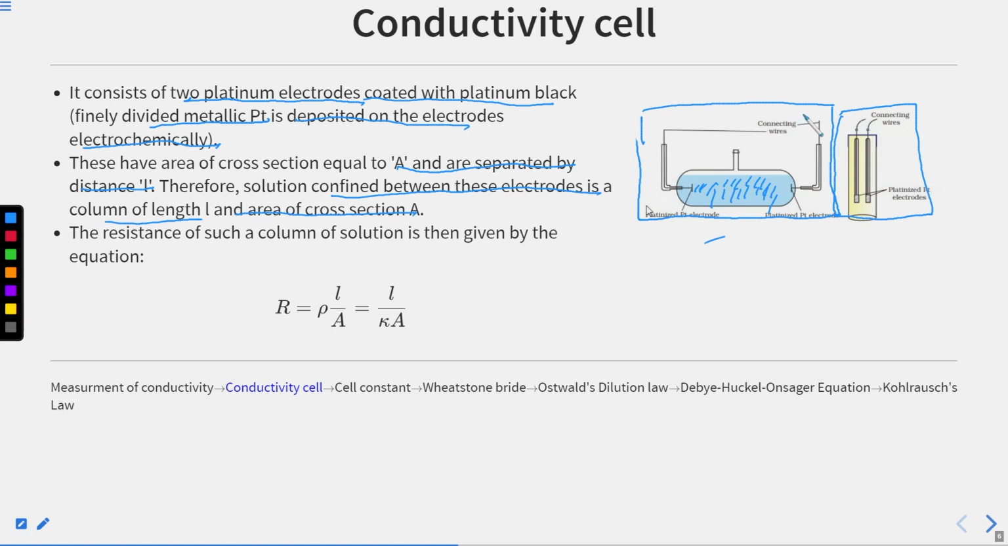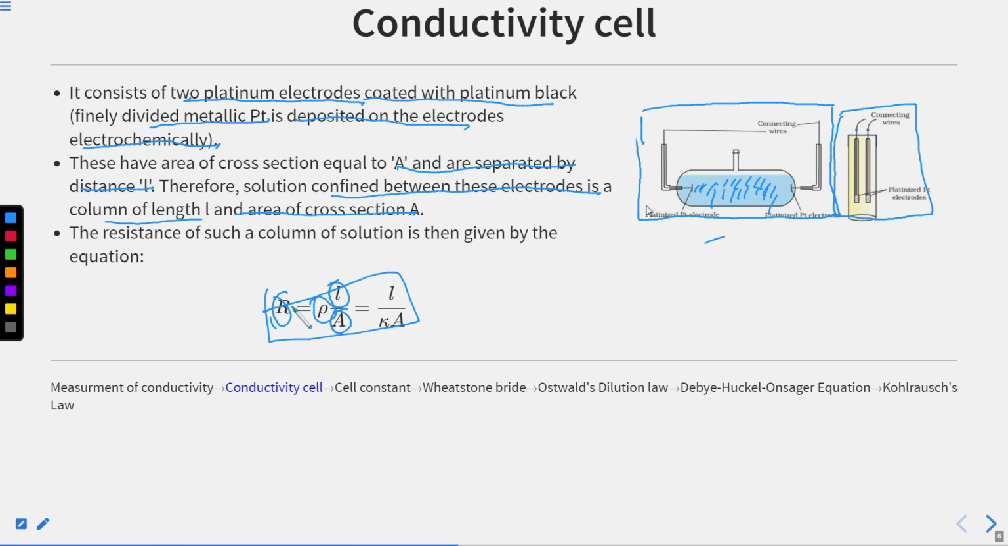Now, since we have a portable conductivity cell and we know the length and area of cross section, we can calculate the resistance using resistivity, and the formula is very clear: R equals rho L by A. Or we can write rho equals 1 by kappa. Therefore R equals L divided by kappa into A. So this is our equation, and we will know it very well.